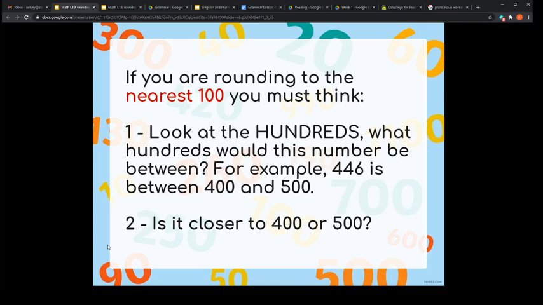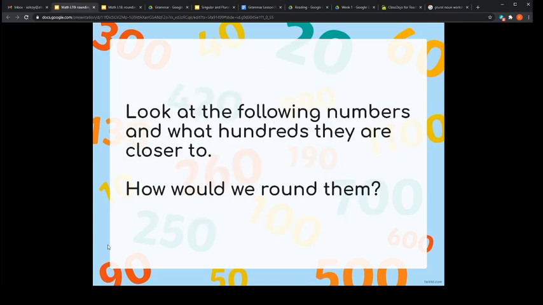If you are rounding to the nearest 100, you must think. Number 1, look at the hundreds. What hundreds would this number be between? For example, 446 is between 400 and 500. Number 2, is it closer to 400 or 500?